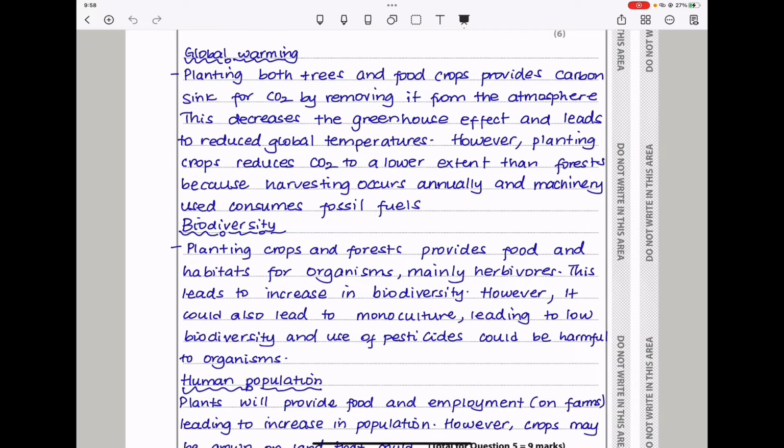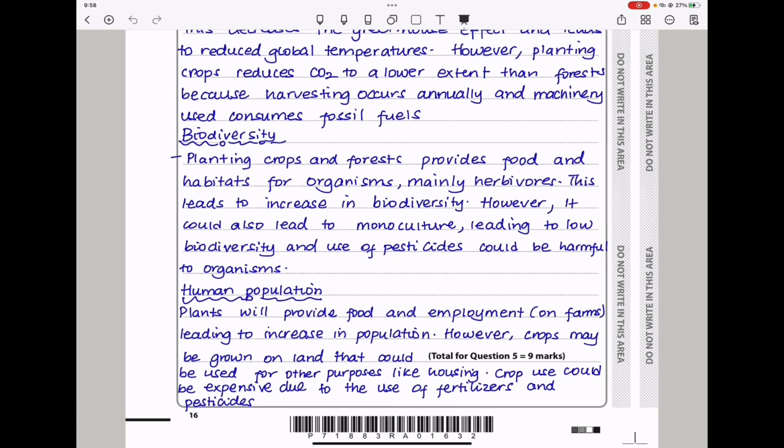When we go to biodiversity, planting crops and forests provides food and habitats for organisms, mainly herbivores. This leads to an increase in biodiversity. However, it could also lead to monoculture. Monoculture is where farmers plant only one type of crop because it's maybe beneficial or it grows faster or it has a higher yield or it gives them a lot of money. So if this monoculture occurs, it will lead to low biodiversity, and also use of pesticides could be harmful to some organisms.